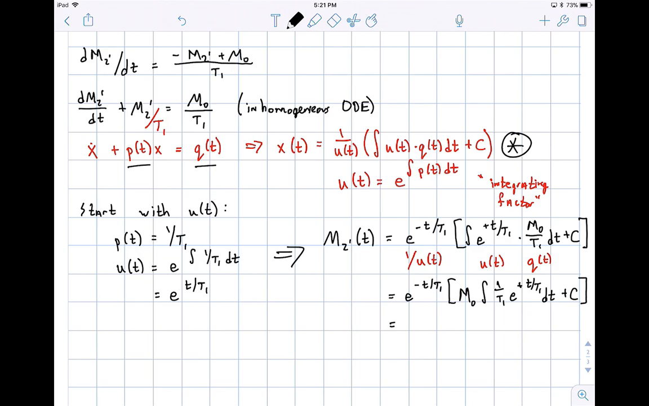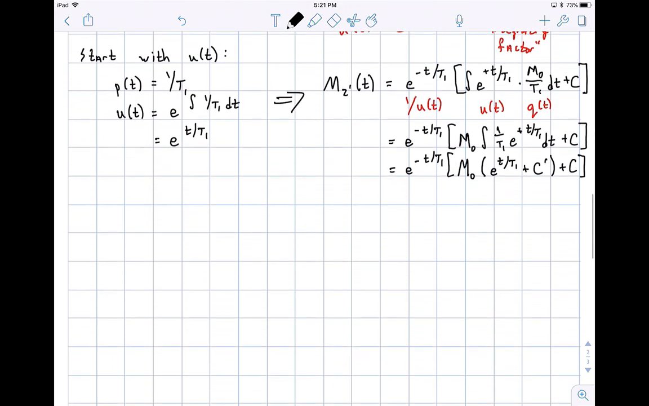Just trying to work through solving that integral now. We have e to the minus t over t1 out in front still. We have an m dot still out in front. Now we can take the integral of 1 over t1 e to the minus t over t1. And we just have e to the t over t1 plus potentially some constant, c prime. Still have this thing.